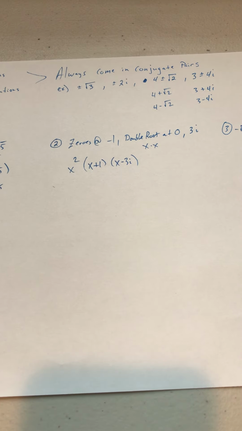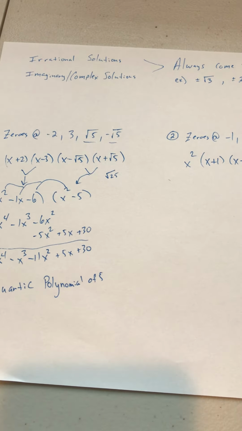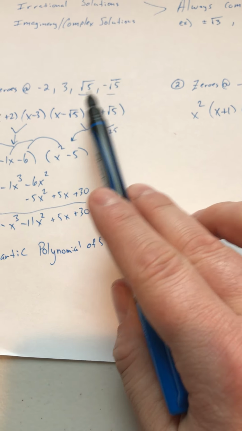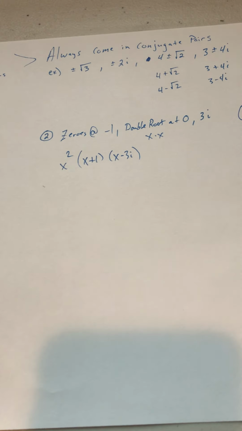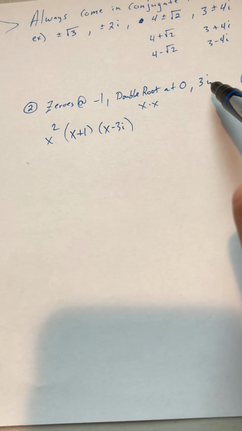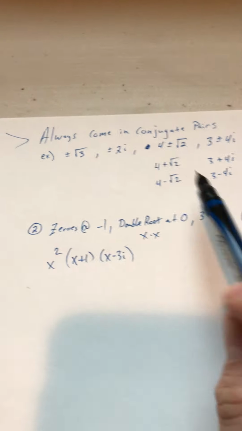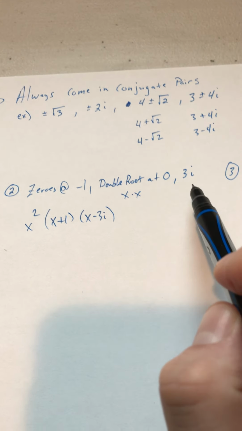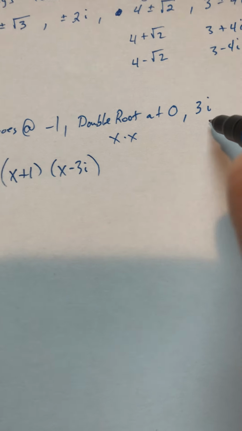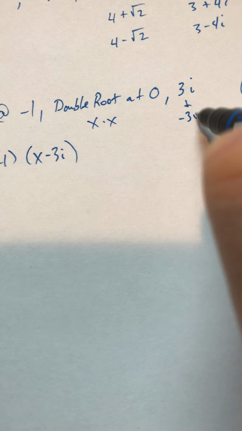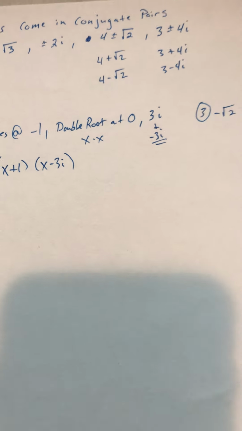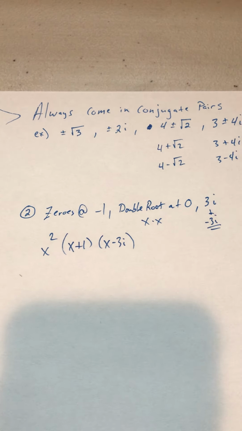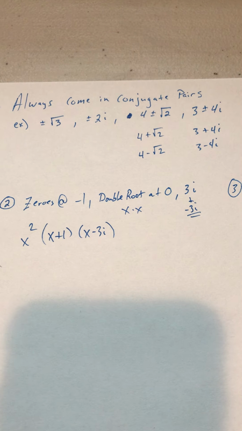Now, what I want you to note on 2 versus on 1, notice on 1 we had 2 irrational roots. They were conjugate pairs to each other. This one we're only given 1. Now, we know they always come in pairs. So what we have to do on this one is we have to remember that negative 3i is also a known solution, even though it's not in the given information, because they always will come in a pair.